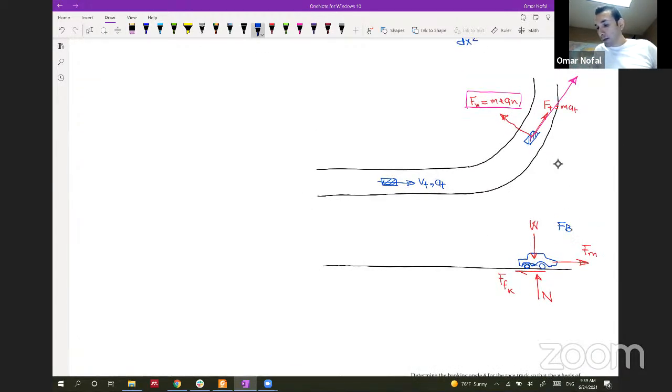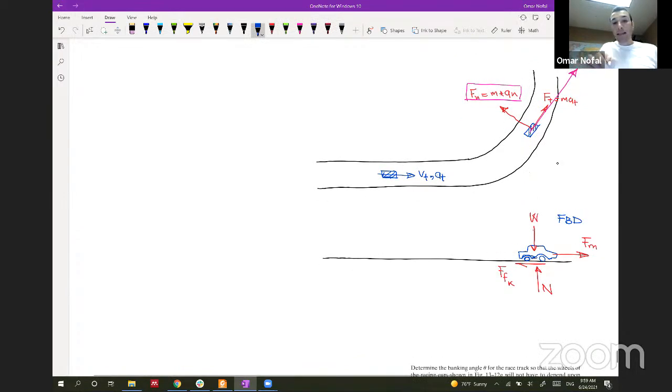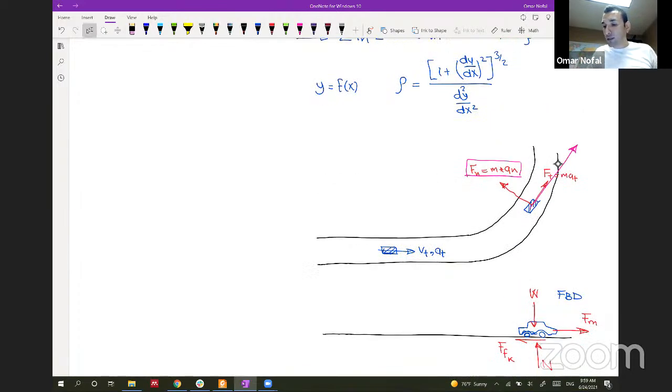Free body diagram. This free body diagram only captured the tangential direction and the vertical direction z. It didn't capture the normal direction. So if we want to capture the normal direction, we take a section in this road, so this curved road will be something like this.